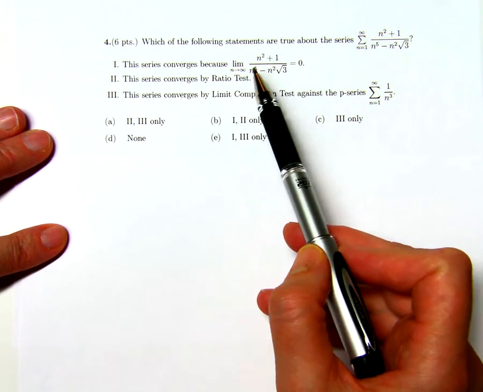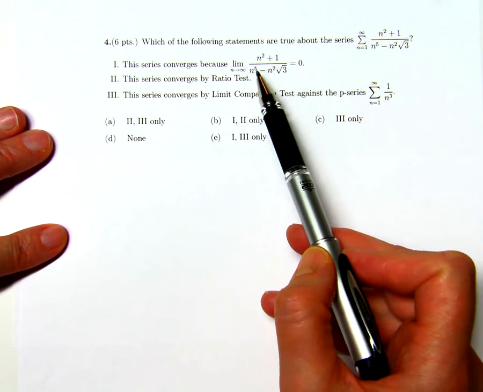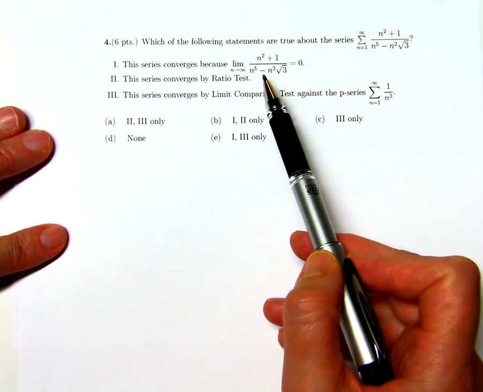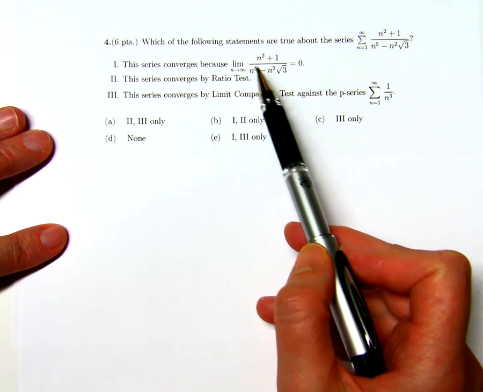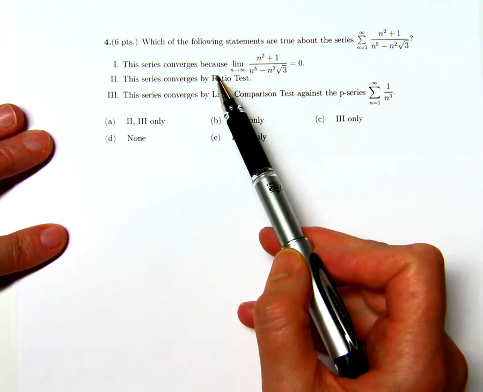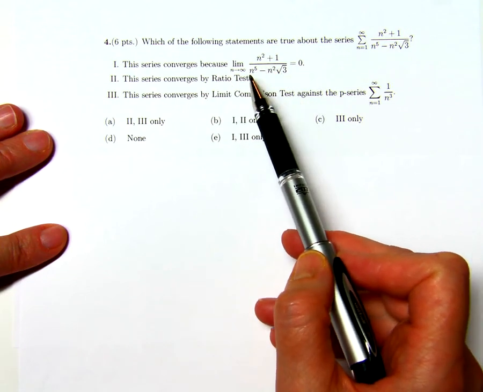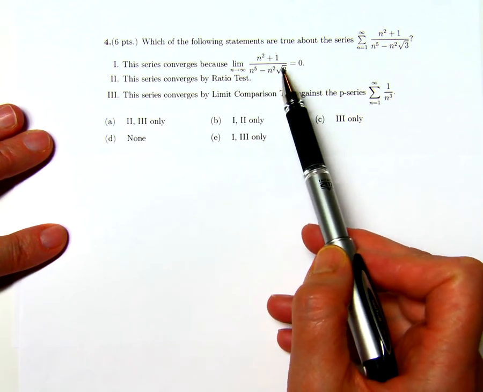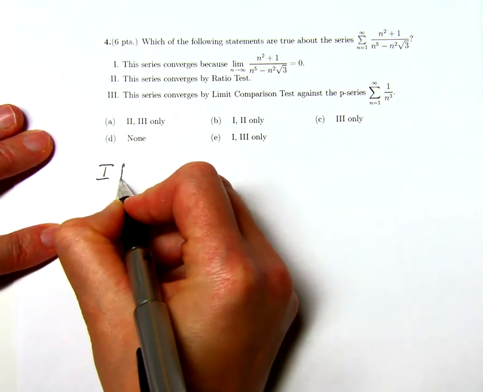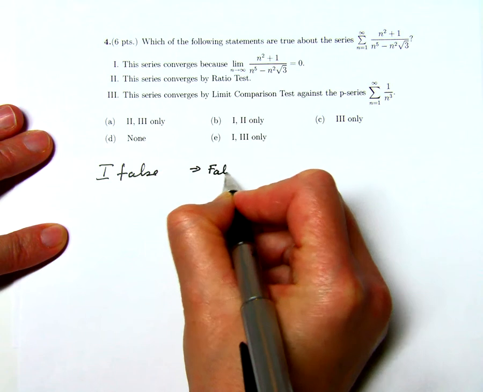because you cannot conclude that a series converges if you find that the limit as n goes to infinity of an equals 0. We do have something called the divergence test, which says if this limit is not 0, then the series diverges. But you cannot conclude that, if the limit is 0, the series converges. So number 1 is false, because it has a false conclusion.